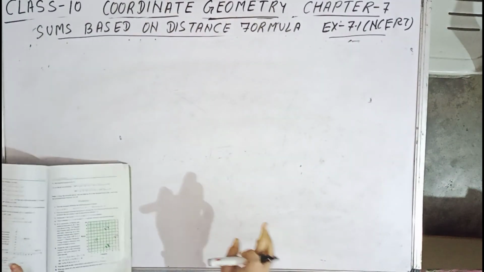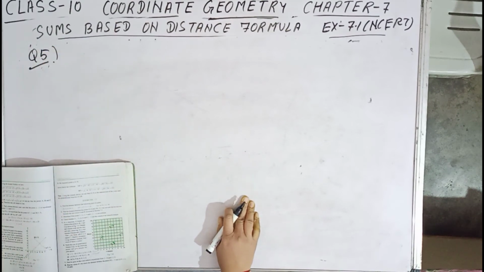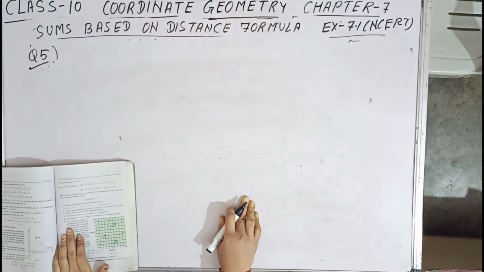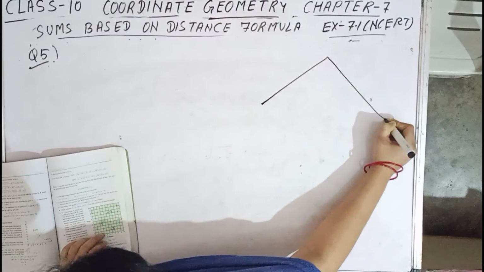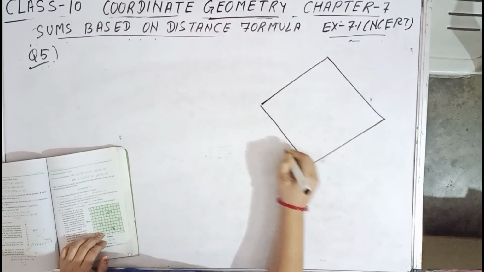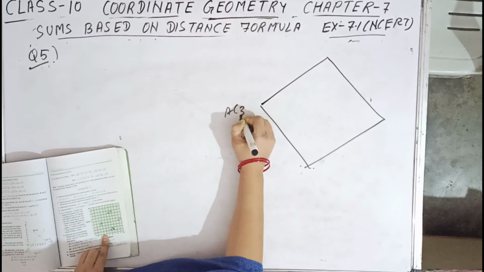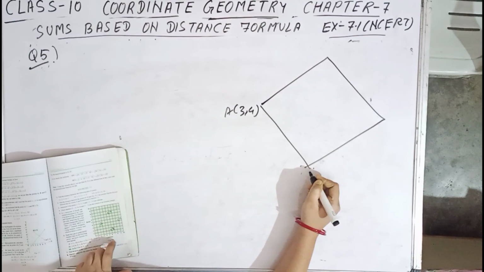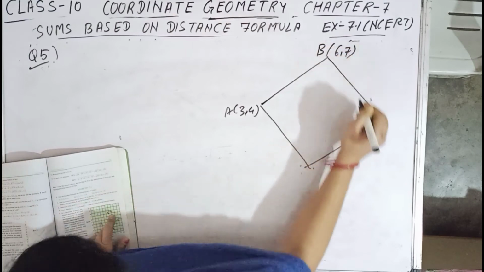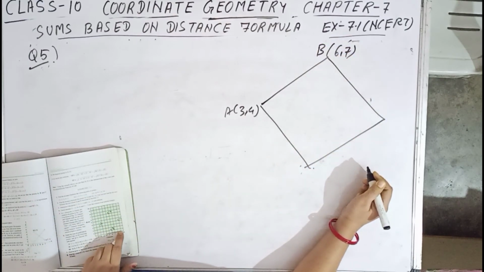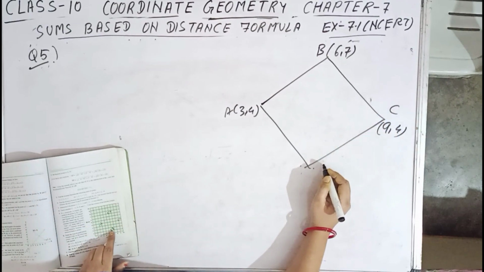Now question number 5 says that 4 friends are seated at the position A, B, C and D. So let us write the positions A, B, C, D. They are sitting like this. The coordinates of A is 3, 4. Coordinate of B is 6, 7. Coordinate of C is 9 and 4. And coordinate of D is 6 and 1.